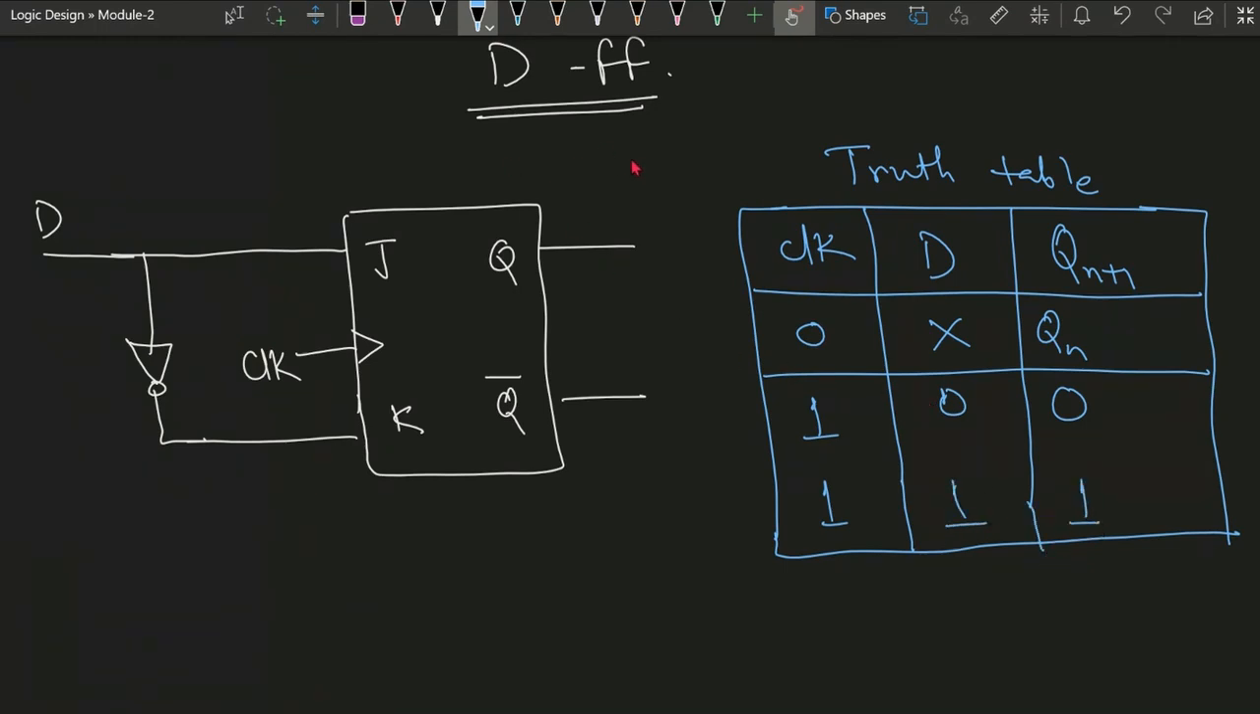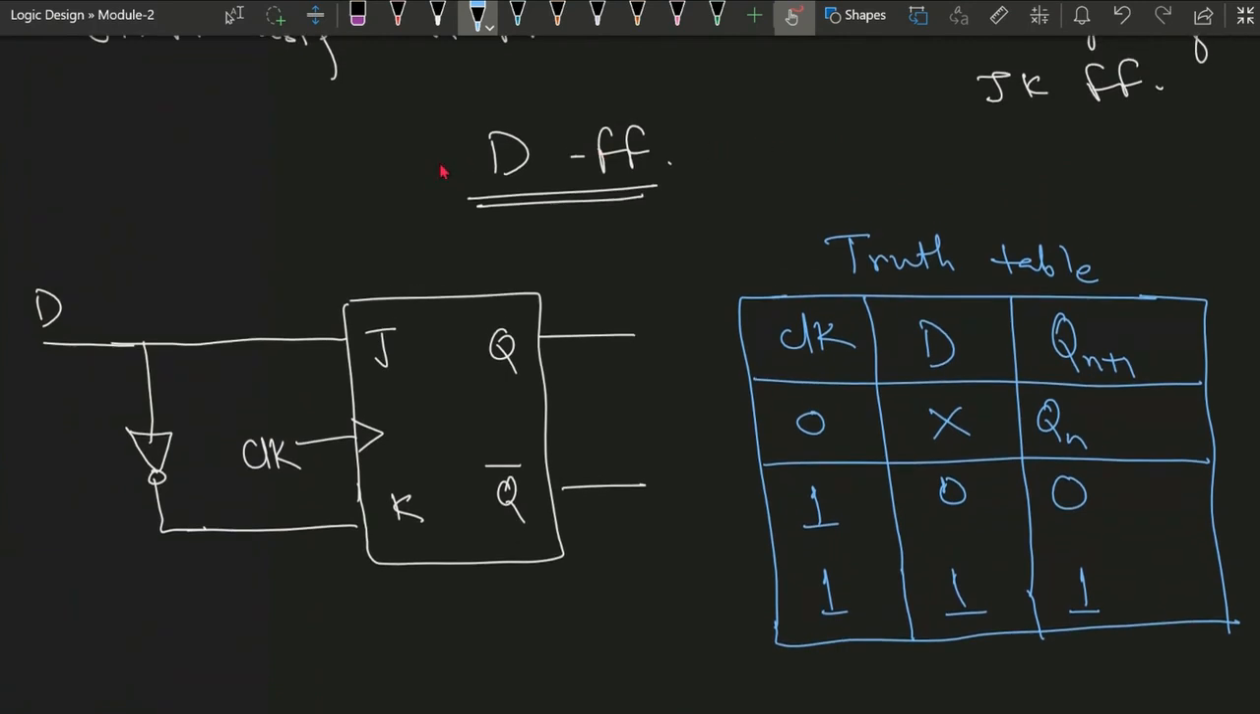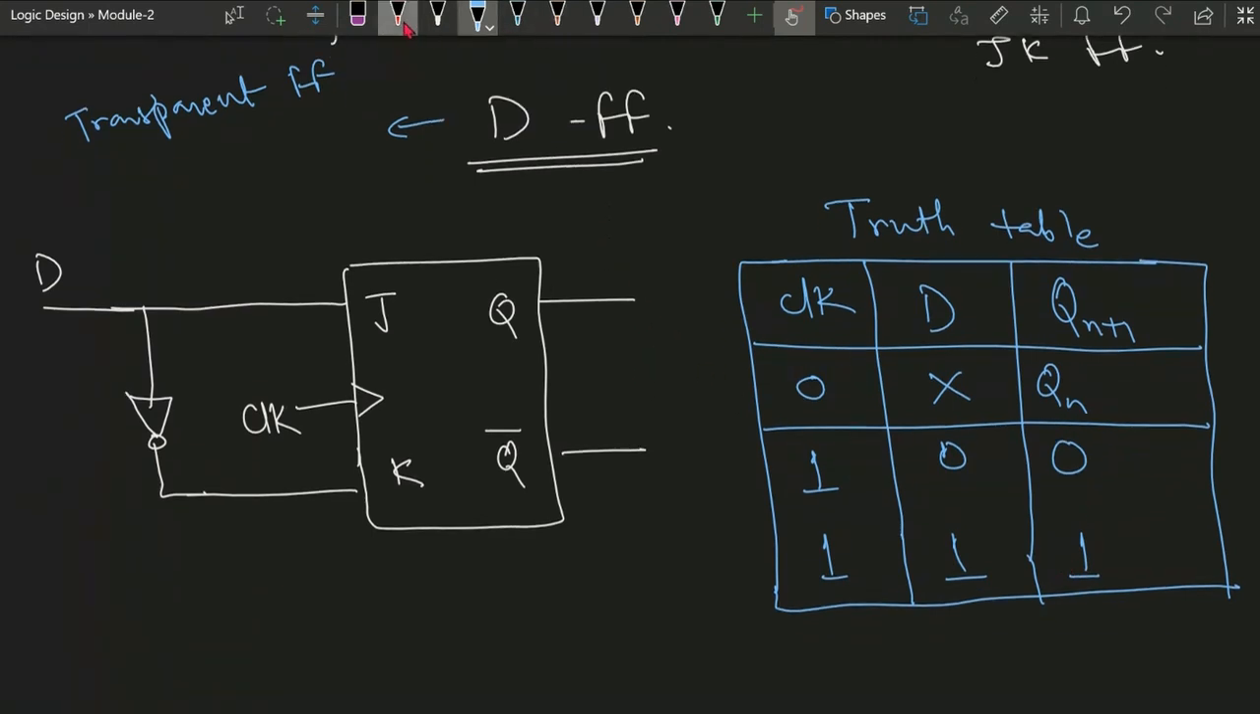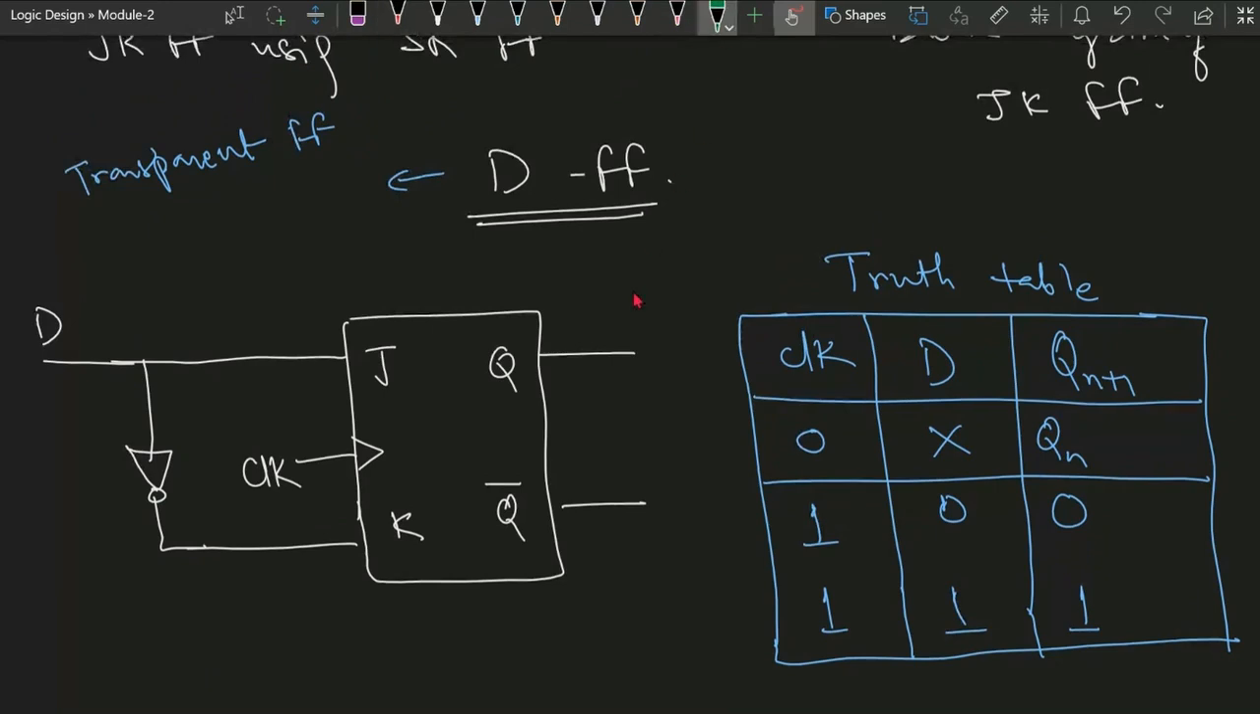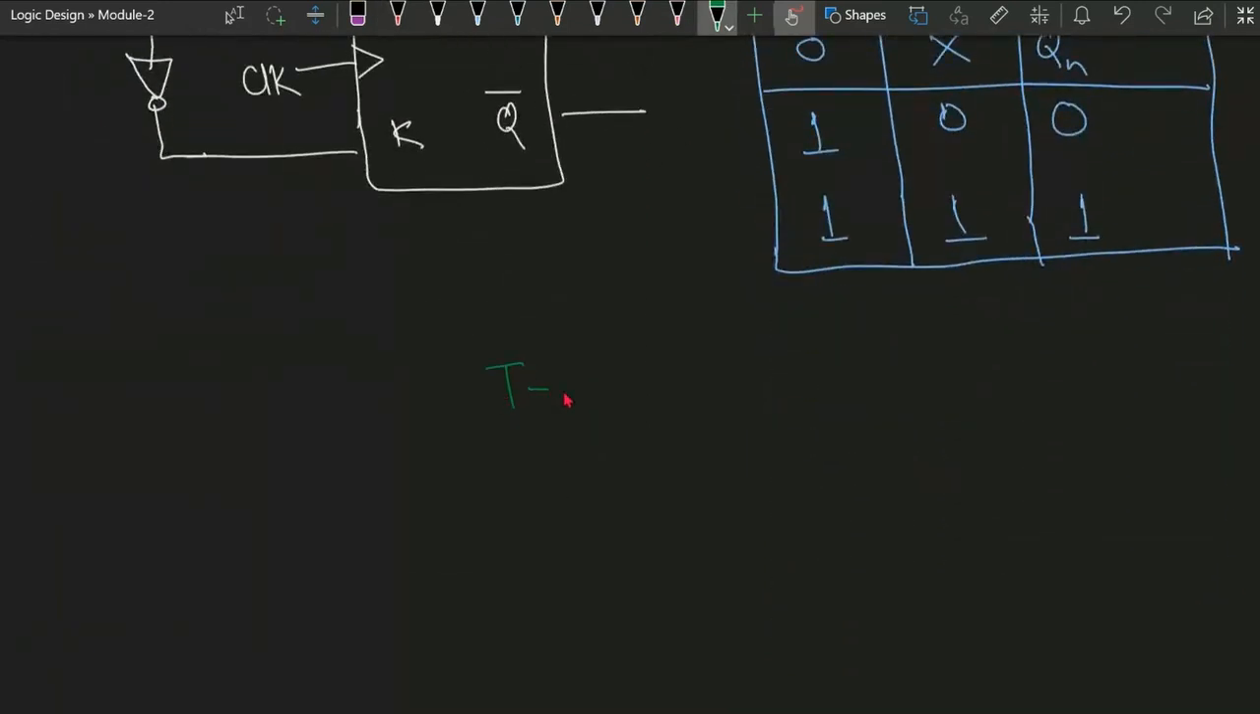So D is also called the transparent. This is also called the transparent flip flop. Means if you are providing 0 input, output will be 0. If you are providing 1, output will be 1. This is the D flip flop. Similarly, there is another flip flop that is called the T flip flop.